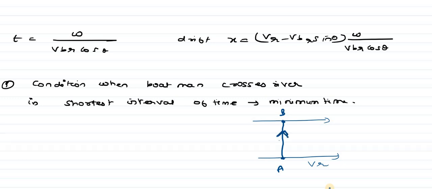If you have to start this way, then what is theta? This is the way you should start, correct? So what will be theta in this case? VBR is exactly along the y-axis. What is the theta? Tell me. So shortest time means what? It is the minimum, the perpendicular distance is the minimum distance, correct?